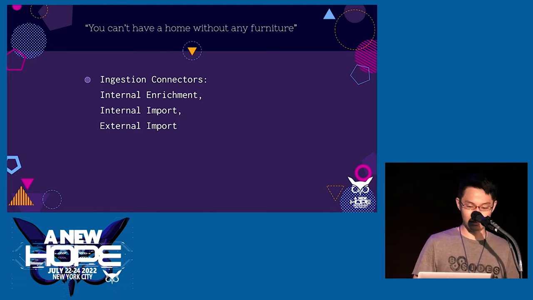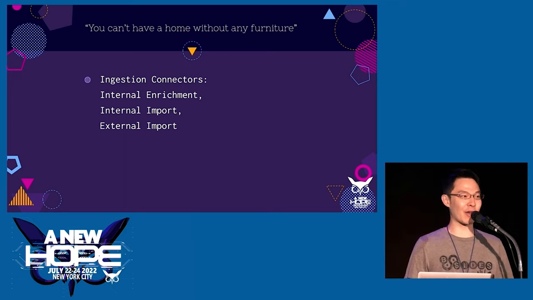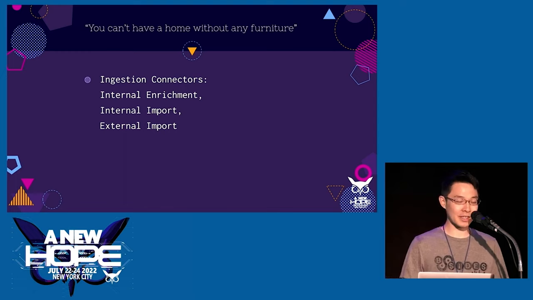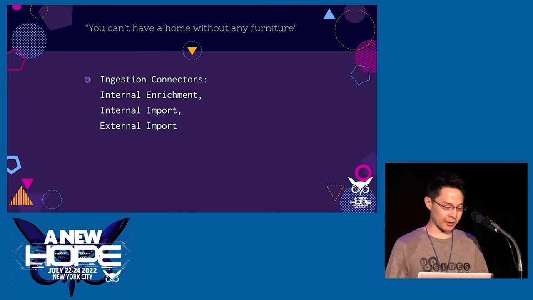You can't have a home without any furniture, right? You can have a bare metal shell, but if you don't have connectors or enrichment or ingestion, you won't be able to function, really. So the ingestion connectors break into three parts, which are internal enrichment, internal import, and external import.